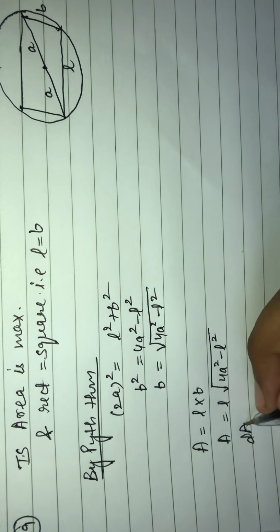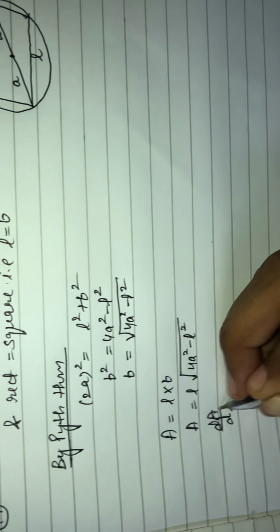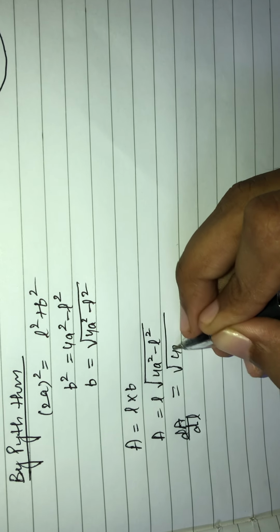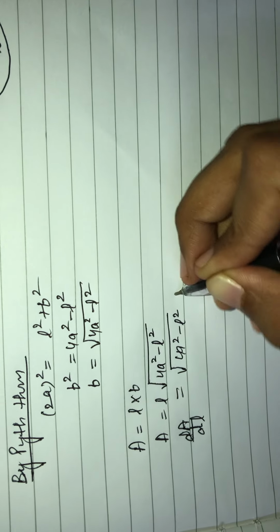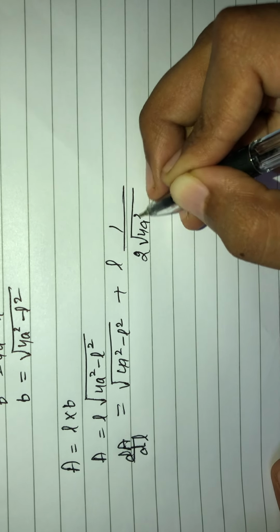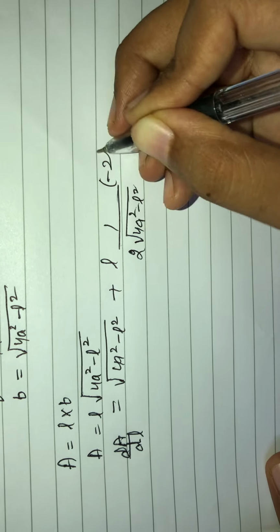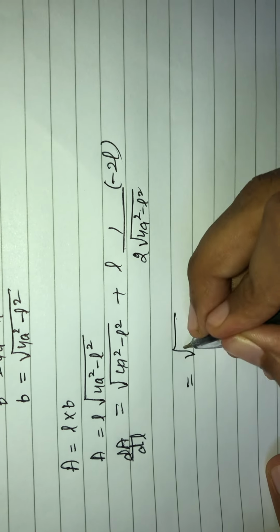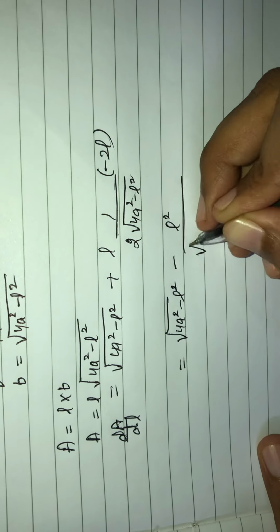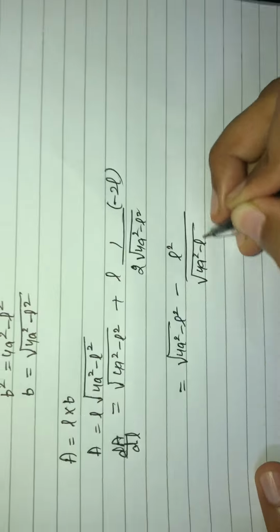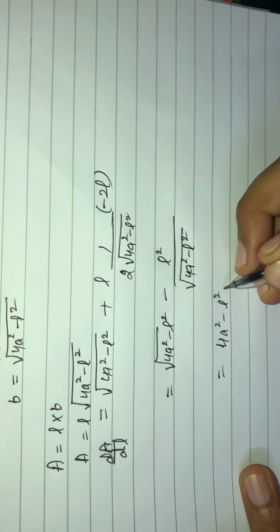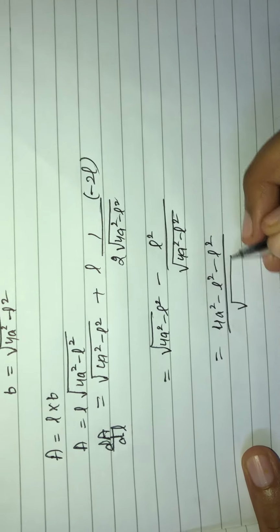Now calculate dA by dL. If I talk about it, apply the product rule. So I am getting under root 4a square minus L square, plus L into minus 2L over 2 under root. So finally I am getting 4a square minus L square minus L square over under root 4a square minus L square. Then after taking LCM, I am getting this.